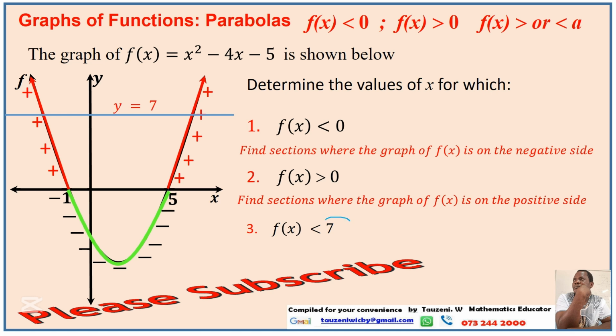So the graph of f is below 7. You go to 7 on the y-axis and then check from there which part of your graph is below that line y is equal to 7. And the points may need to be calculated because they may not be given on the graph. And to calculate them, we equate the f of x to 7 or to whatever number is given. Solve for x and get your two numbers. Those are the two numbers you use to determine the answer for that question. That is this particular section.